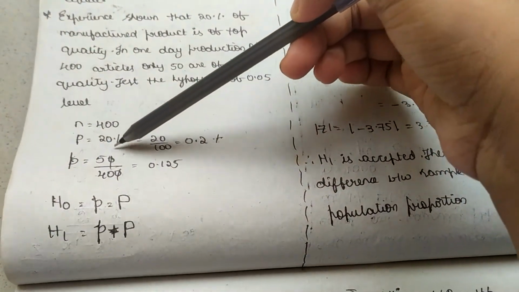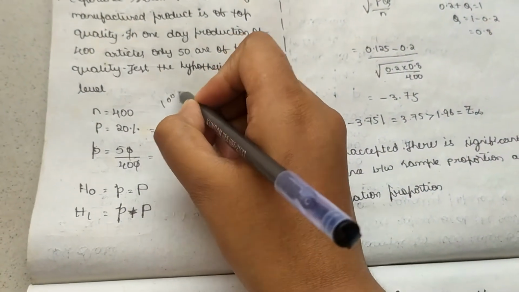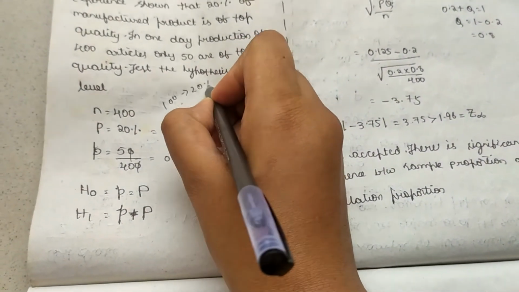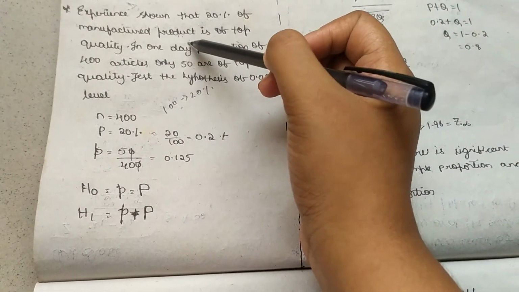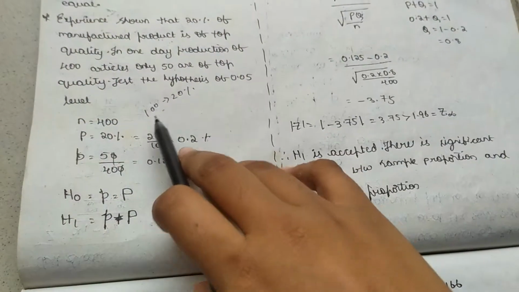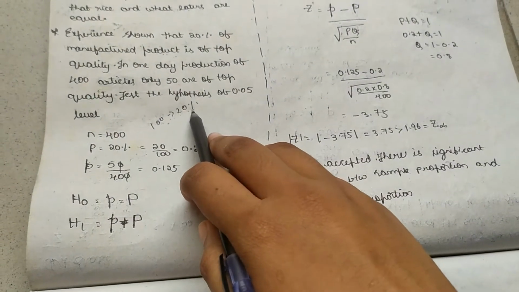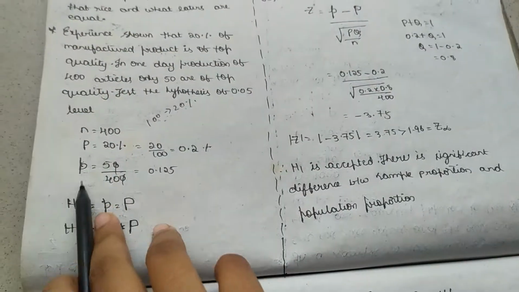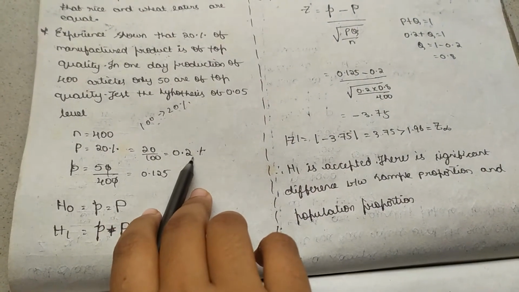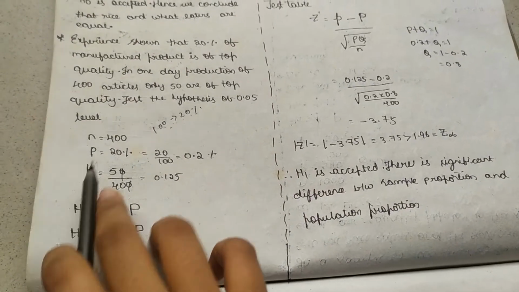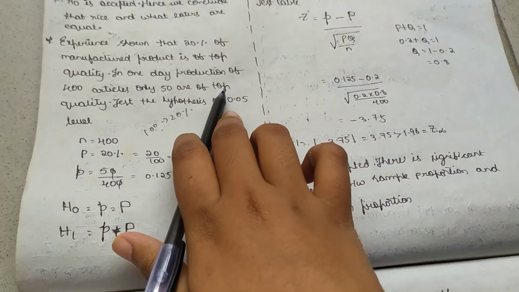Here the capital P is 20%, because out of 100% we are getting 20% of manufactured product which is the population proportion, that means 20% are of top quality. So capital P equals 20%, and 20% means 20 by 100, which is 0.2. And small p, that is the probability, which is 50 are of top quality.